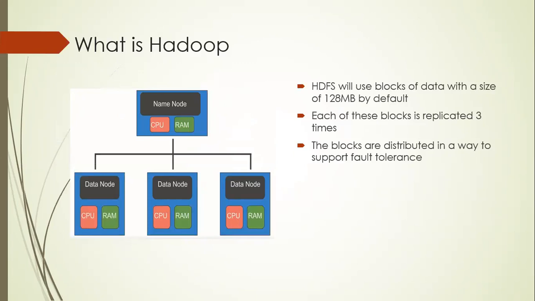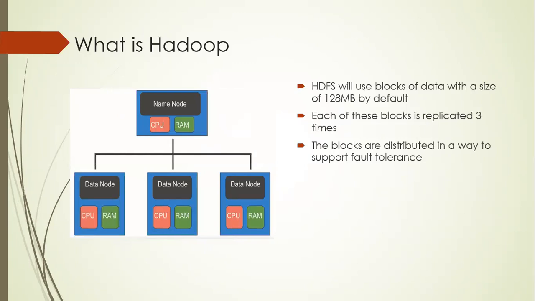In HDFS, we use blocks of data with a size of 128 MB by default. Each of these blocks is replicated 3 times, and you can change the replication in the settings. The blocks are distributed in a way to support fault tolerance, that is, the data is spread across the data nodes.